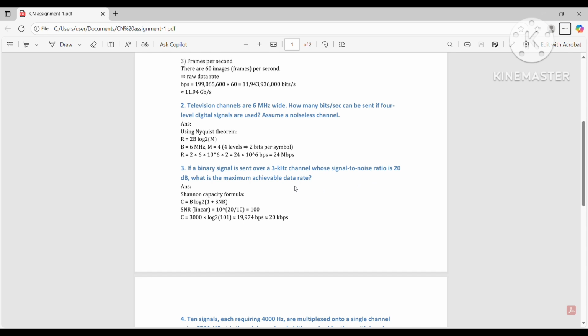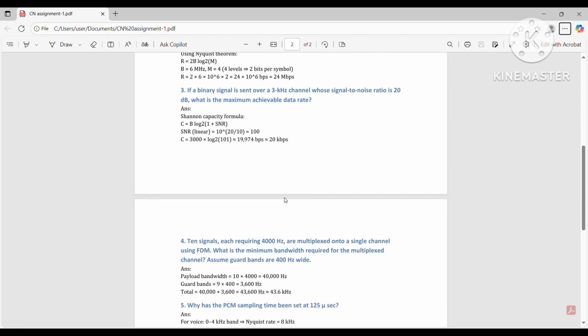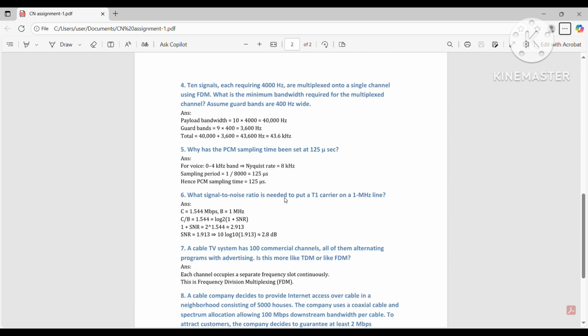The third one: if a binary signal is sent over a 3 kHz channel whose signal to noise ratio is 20 dB, what is the maximum achievable data rate? Here we are using Shannon's theorem, which defines the maximum data rate at which information can be transmitted over a communication channel with noise, error free, using advanced coding. The Shannon capacity formula is C = B x log2(1 + SNR). By substituting the values in the formula, we get C = 20 kbps.